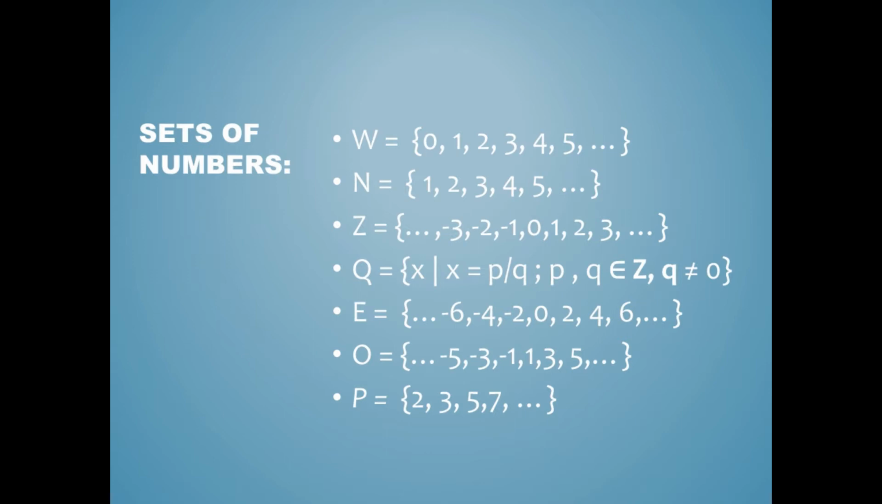E is called even numbers. 0, plus minus 2, plus minus 4, plus minus 6, plus minus 8, and so on are all the even numbers. O is called odd numbers. Plus minus 1, plus minus 3, plus minus 5, and so on. P is called prime numbers. You all know what prime numbers are. Prime numbers are the numbers which have only factors 1 and the number itself. 2, 3, 5, 7, 11, 13 are all prime numbers.